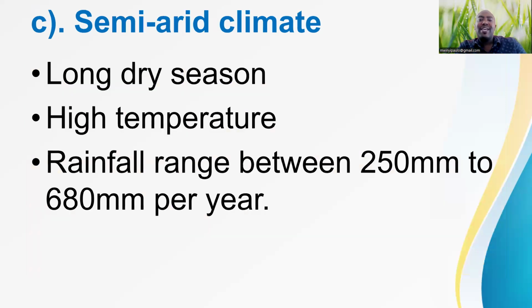We move to the semi-arid climate. Now, semi-arid climate has these characteristics. One, long dry season, high temperature, rainfall ranges between 250 millimeters to 680 millimeters per year.